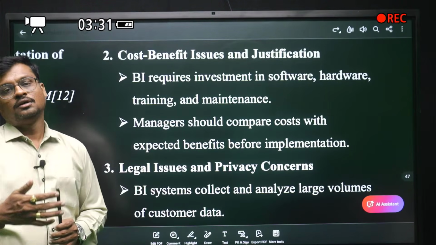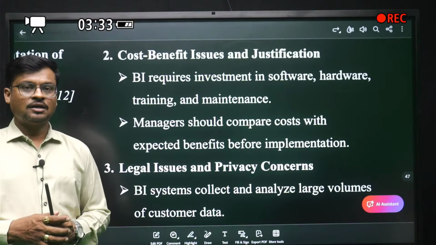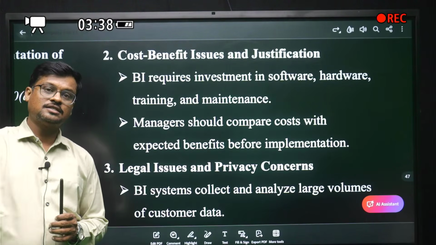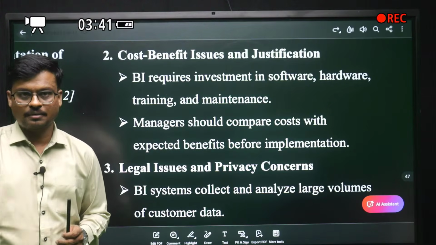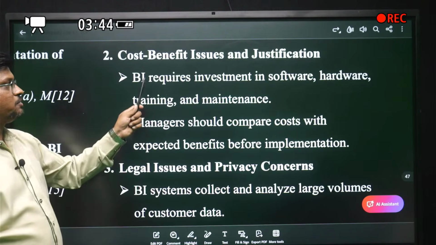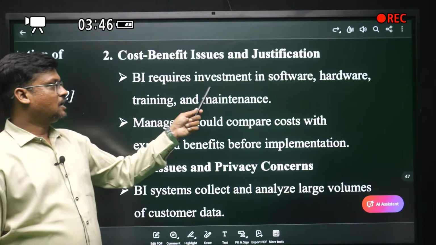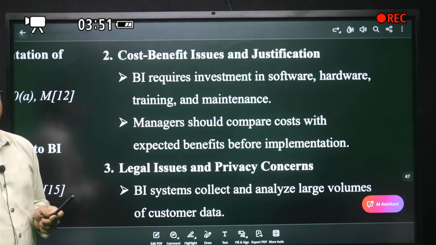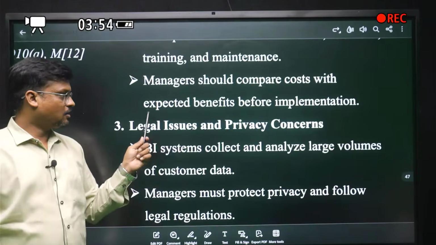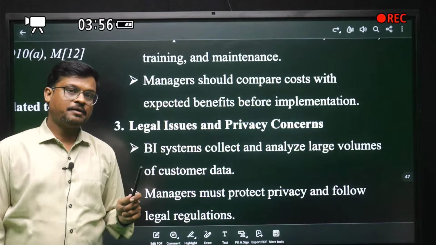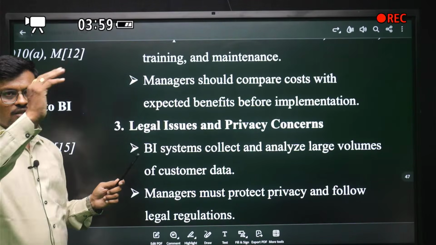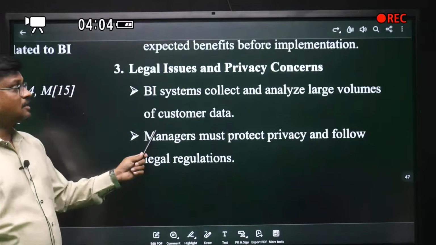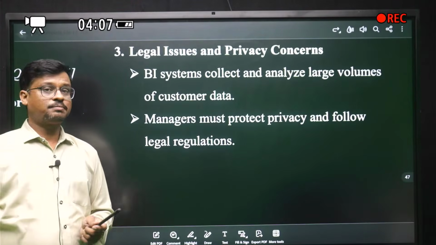Second one, cost benefit issues and justification. Managers should be able to give justification to the management for the sponsorship and funding, such that BI is going to give us the best results and the return on investment is going to be very high. That justification managers need to give. Okay, BI requires investment in software, hardware, trained professionals, as well as maintenance. So managers should compare the cost with expected benefits before implementation, and managers should focus on the long-term results rather than the short-term results.